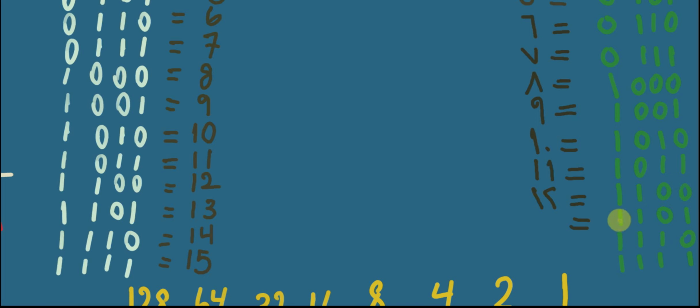Here 8, and 4 here, and 1 here: 8 and 4 is 12, and 1 is 13. Here 8 and 4 here and 2 here: 2 and 4 is 6, 6 and 8 is 14. Here 8, 4, 2, 1 means 15.